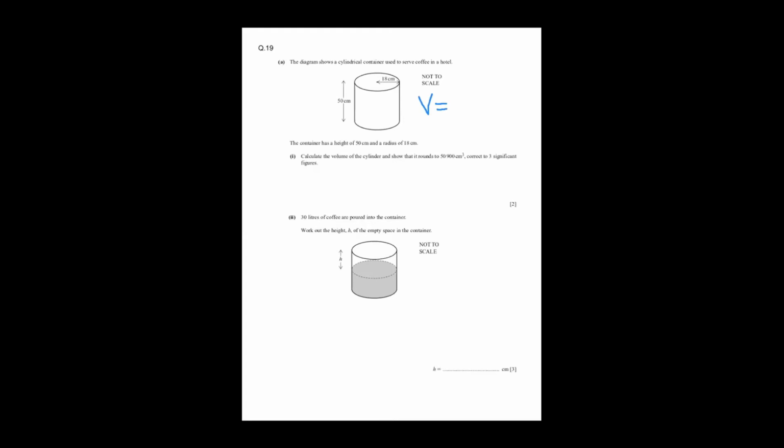Volume of a cylinder is equal to pi r squared times h. Okay, so the radius is known, that is equal to 18, right? And the value of h is equal to 50. So you plug in these values: pi multiplied by 18 squared into 50. Okay, so figure out the value of the volume. Volume is equal to pi into 18 squared into 50.